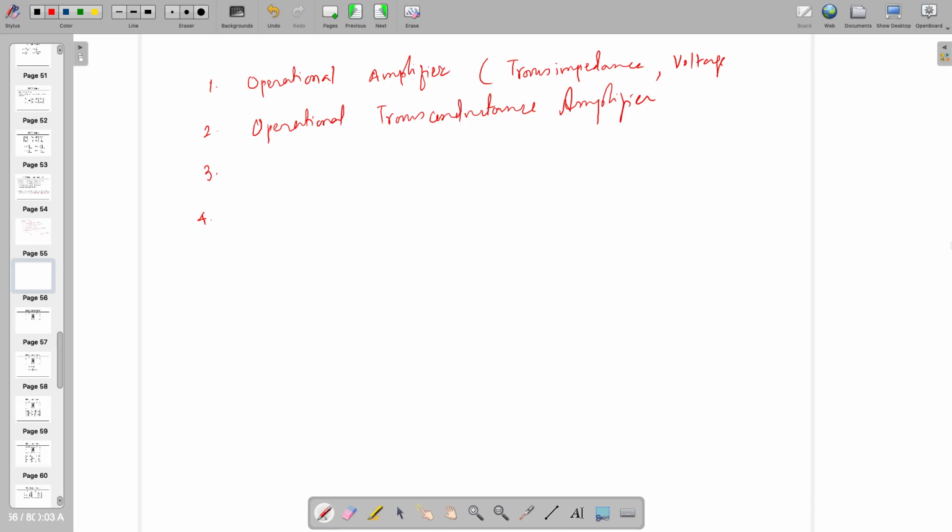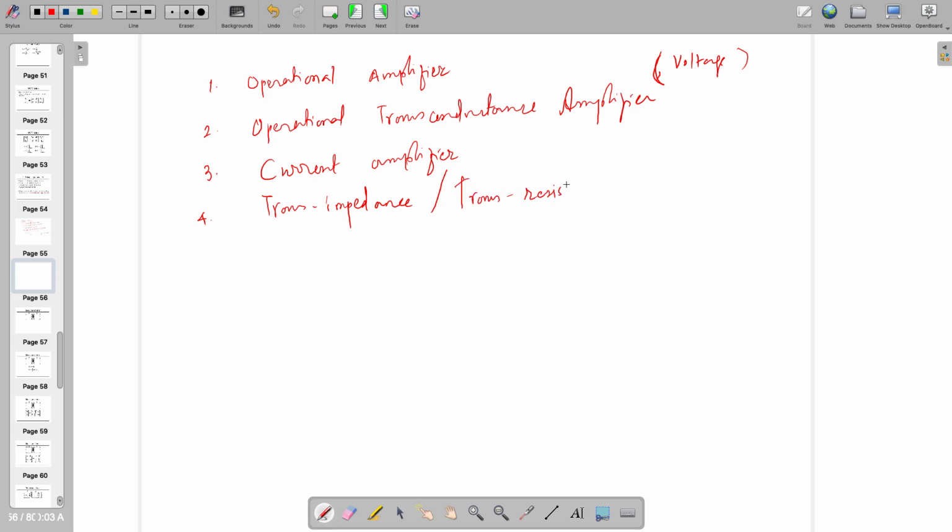So other than that, what do you think other amplifier maybe? There's something called current amplifier. And the fourth one will be output is voltage and input is current. So, I made a mistake here. This has to be trans impedance or trans resistance amplifier.